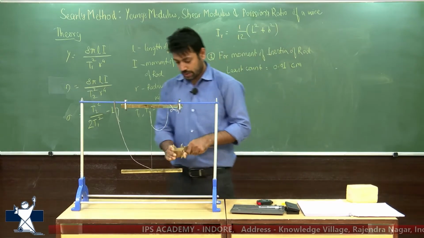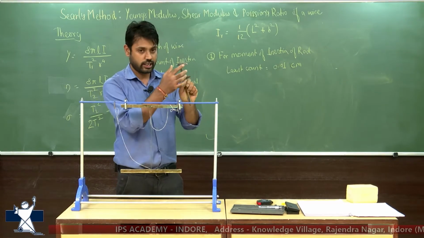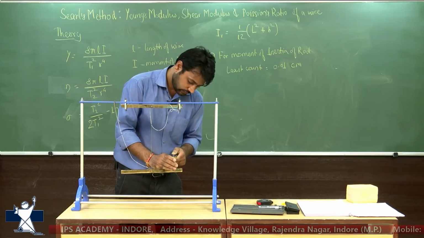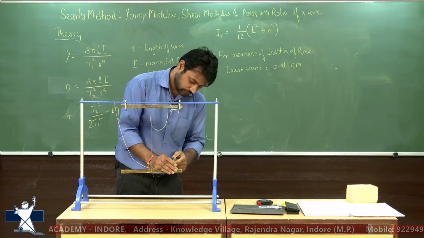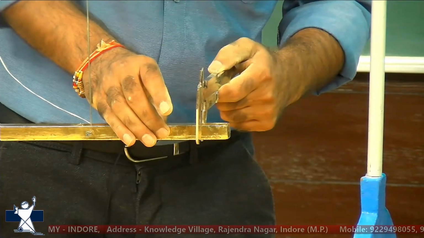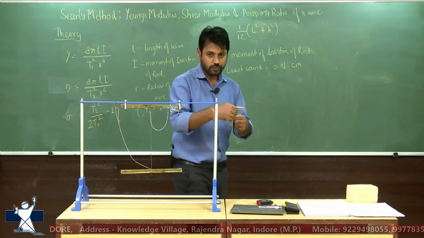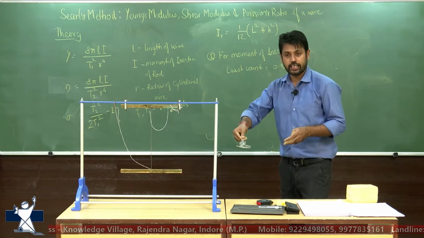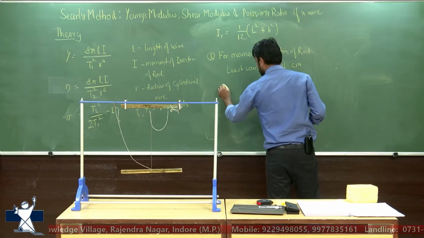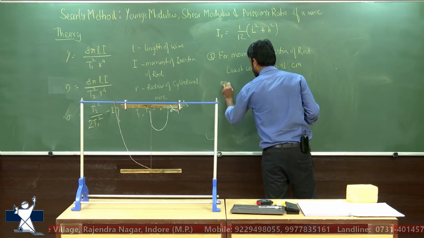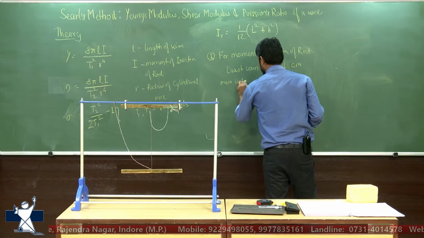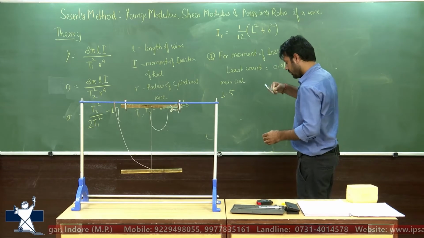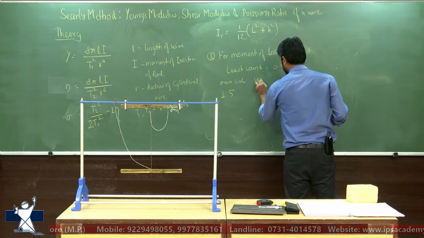Okay. So I'm going to fix these two edges of this Vernier caliper across the width. Okay, and then we can just take this out and note down the position. So the width: the main scale reading is 1.5, and the Vernier scale reading is 5.